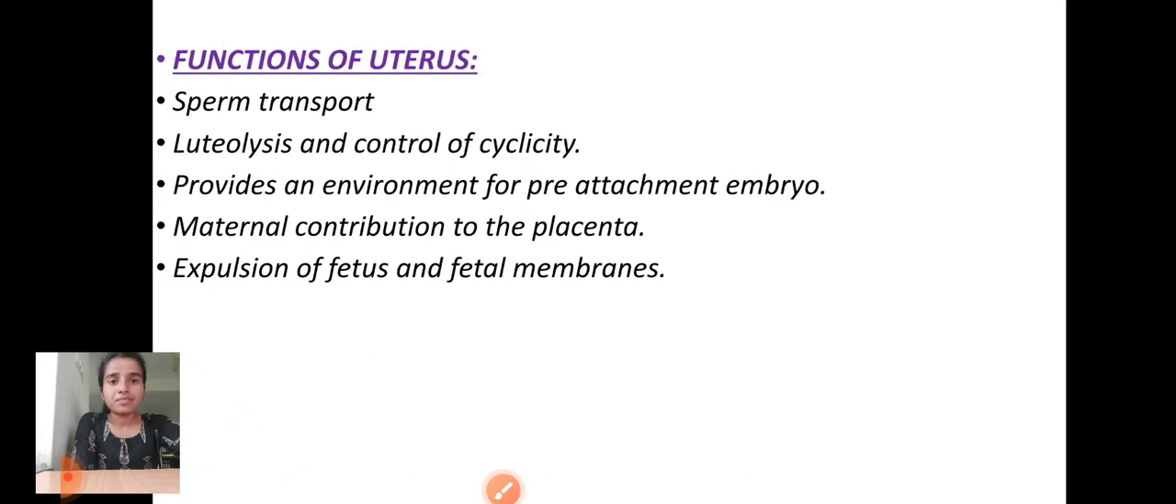Functions of the uterus: sperm transport, luteolysis and control of cyclicity, providing an environment for the pre-attachment of the embryo, maternal contribution to the placenta, and the expulsion of the fetus and fetal membranes.